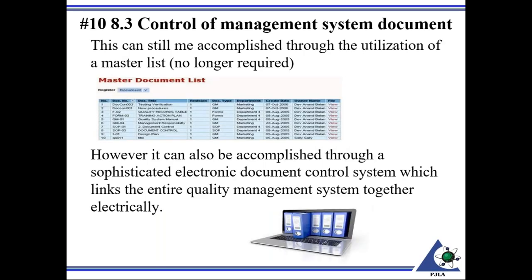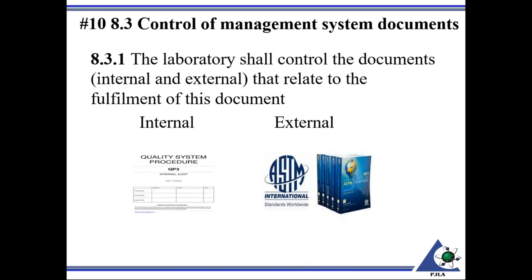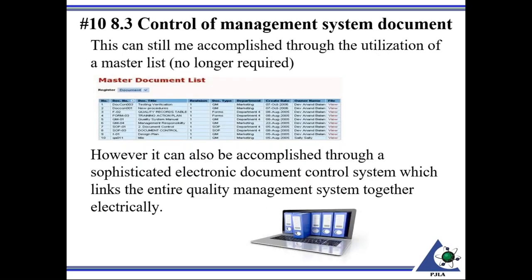So controlling documents, internal and external, the standard gives a lot of flexibility here. Back before the standard was revised, we required a master list, sort of prescriptive, telling you you had to use a master list. No longer required. However, I'm finding a lot of organizations like the concept of a master list and have incorporated it into their 2017 17025 quality management system, and are able to utilize that to assure that internal and external documents are being controlled.